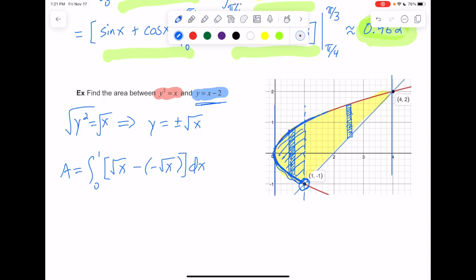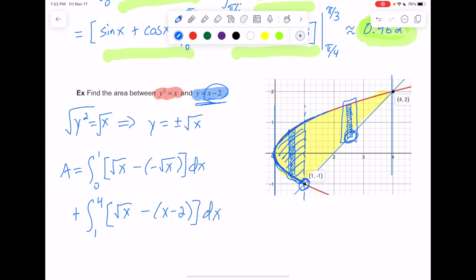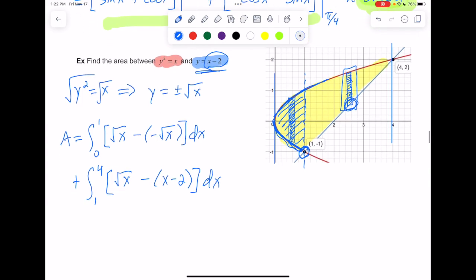Now we still need to do the part from 1 to 4. So I'm just going to write that as added on. So plus from 1 to 4. Now thinking about a rectangle over here, its top is the parabola. The y value there is equal to square root of x, minus the y value down here from the line, and the y value on the line is x minus 2. And then that's top minus bottom, and then we would still need the dx. So there's the area set up as an integral.